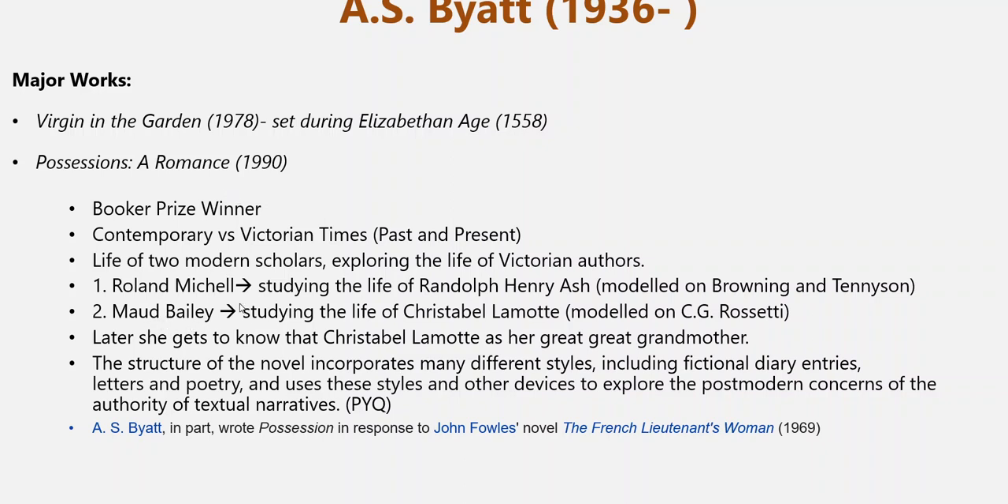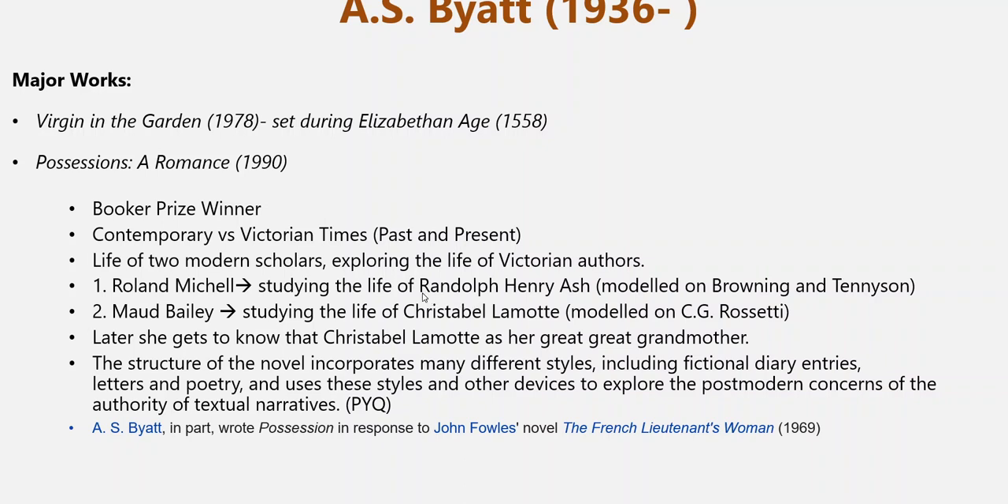Maud Bailey is actually doing her research on Christabel LaMotte. This Christabel LaMotte is modeled on C.G. Rossetti from the Victorian age. Okay, so they have not used the exact name. They could have used Browning or Tennyson, but they haven't. They could have used C.G. Rossetti, but they haven't. They have modeled their characters on these original figures, but they are not telling the name.